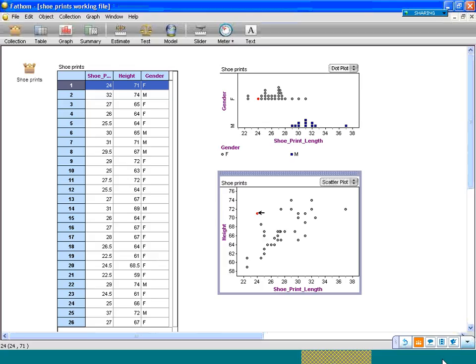Mm-hmm. And can you also see that person highlighted in the data table on the first row? And can you also see that person highlighted in the dot plot above? So one of the great things about Fathom is that the representations are all linked. So if you select an individual in one plot, you can look at them in all the plots in the data table. So we know who we're talking about. So what's unusual about that female?